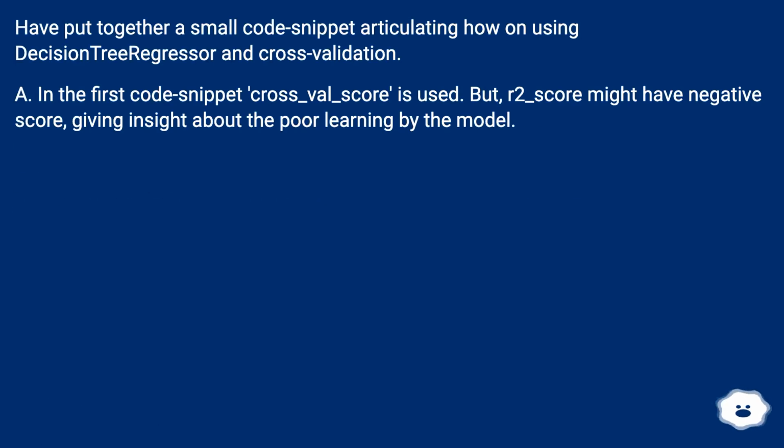I have put together a small code snippet articulating how to use a decision tree regressor and cross-validation. In the first code snippet, cross_val_score is used. But r2_score might have a negative score, giving insight about the poor learning by the model.